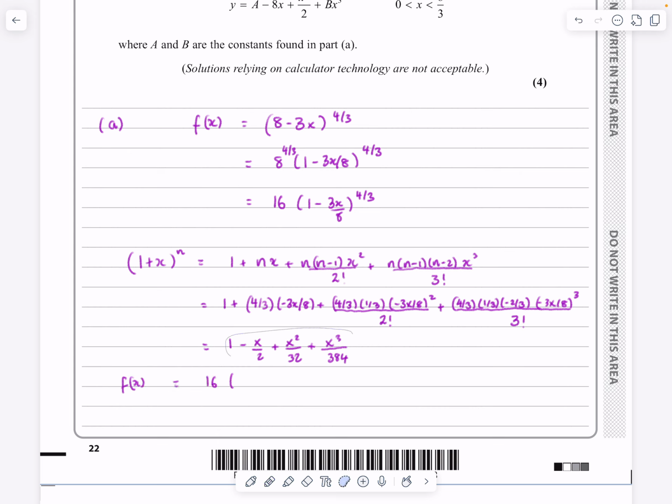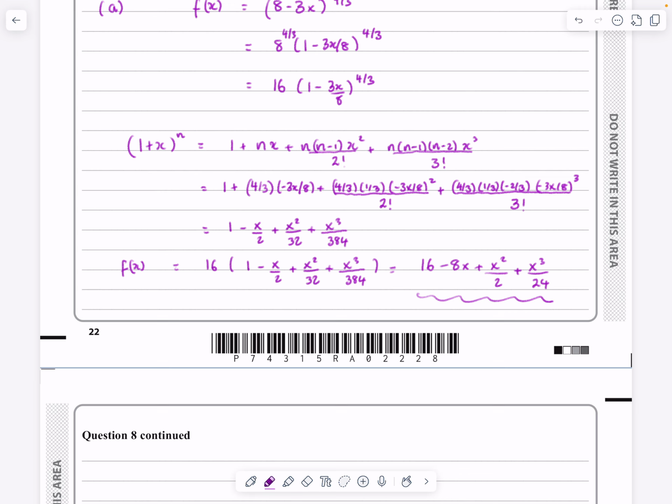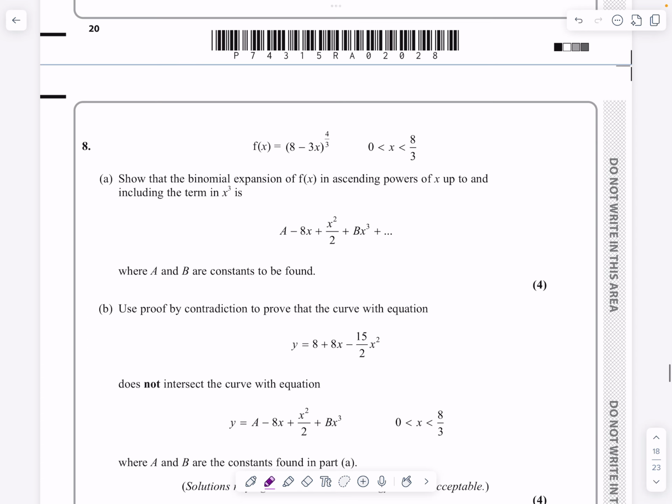Use my iPad just to save myself a bit of time here. So it's 16 lots of that, which actually then works out to be 16 minus 8x plus x squared over 2 and plus x cubed over 24. So that's part A done. Show it's in that format, so I've worked out what A is and I've worked out what B is.